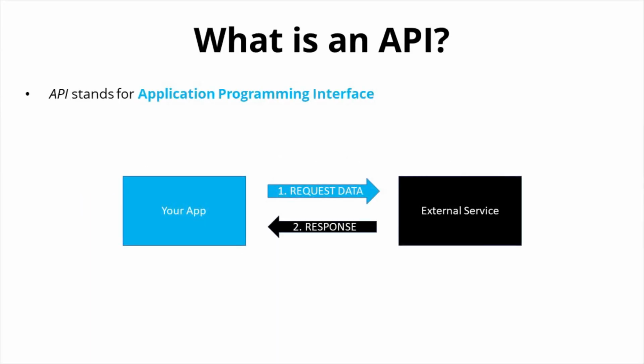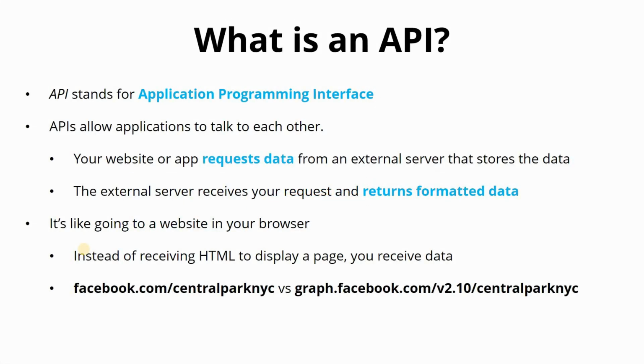All right, so first, API stands for Application Programming Interface. What does that even mean? The easiest way to think about it is that an API is like a messenger. Your website or app will request data from an external server that stores that data. So you're handing off the information that you want to the API, the messenger, and that API will take it to the external server. That external server will respond by sending a message back through the API to you. And that response will be formatted in a way that lets you extract things very easily.